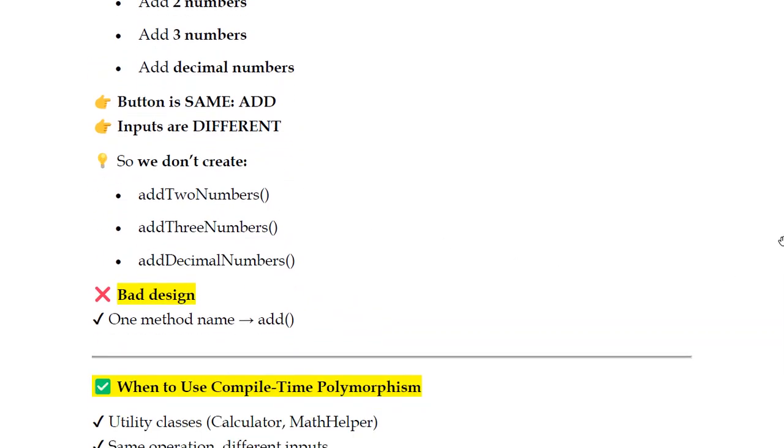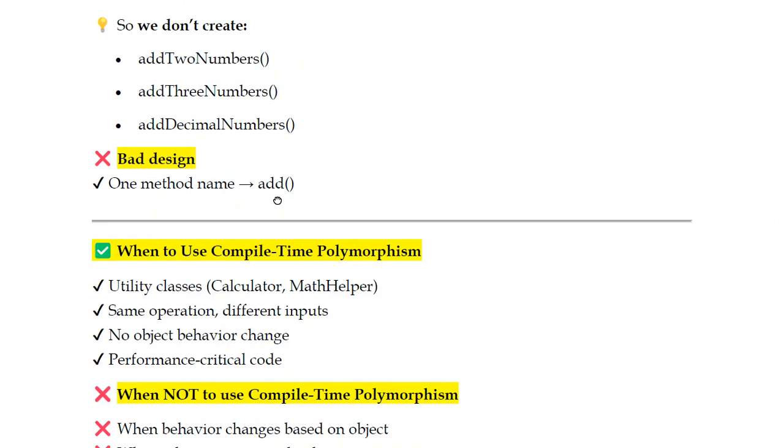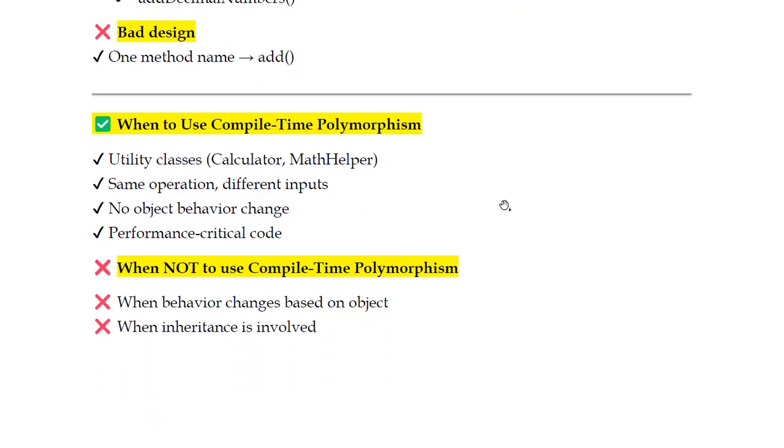The numbers can be anything. But the bad design is writing a different method name or function name for each and every operation, for the same operation of addition, to add two numbers, three numbers. It is bad design. So one method name, add, is common for all. So when to use compile time polymorphism: utility classes like the calculator already mentioned, or a math helper. That is going to execute the same task again with different parameters. Use it for the same operation with different inputs.